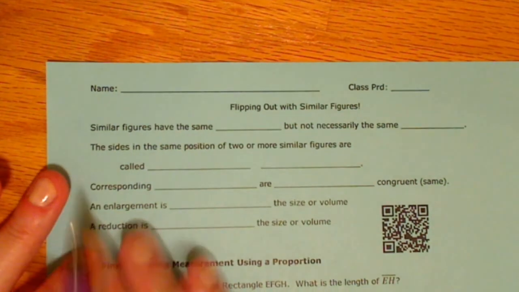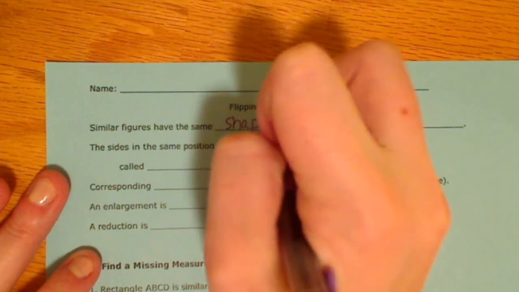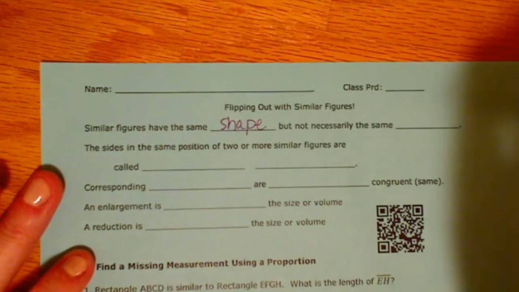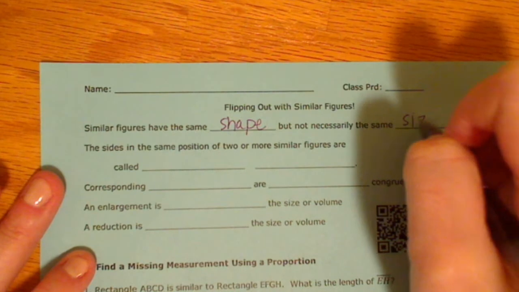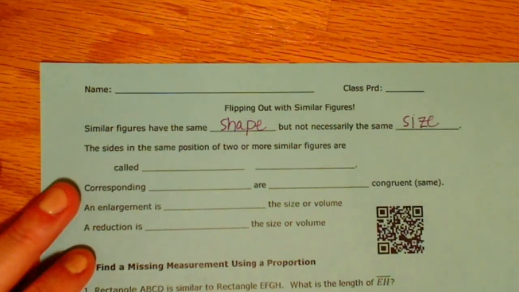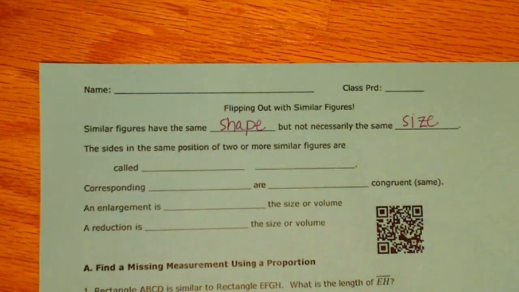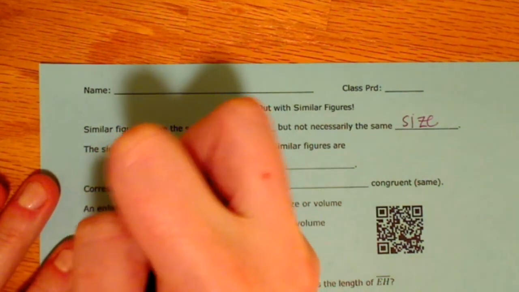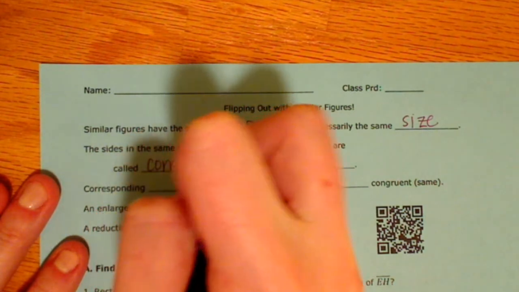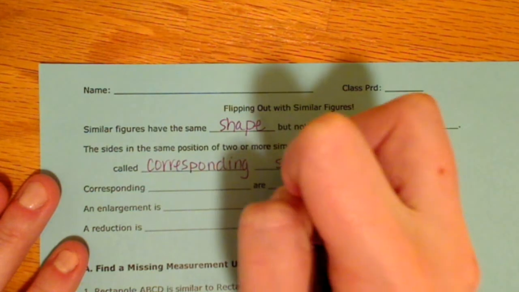The first sentence says, similar figures have the same shape, but not necessarily the same size. And you should have talked about similar figures last year, so this should ring a bell. The sides in the same position of two or more similar figures are called corresponding sides.